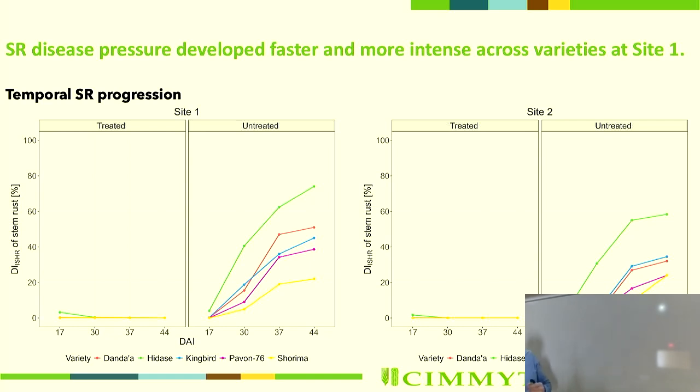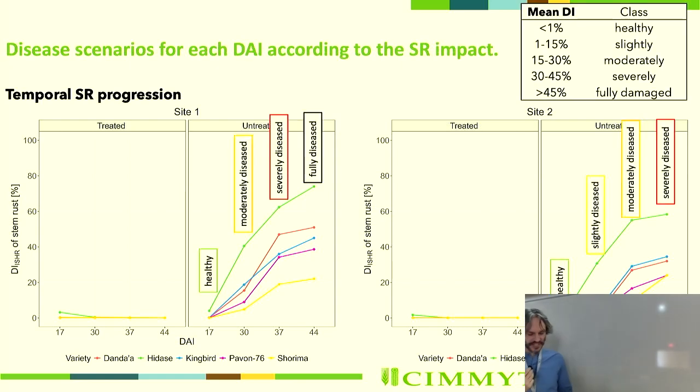on site 1 we have a faster disease progression and with more intensity. You can notice here, 30 days after inoculation, we already have Hidasi, which picked it up quite well. It's the most susceptible variety, but the others also picked up the stem rust. And at day 30, the disease impact is still quite low on the same day. Basically, looking at the disease progression, we need to split both the data, the trials.